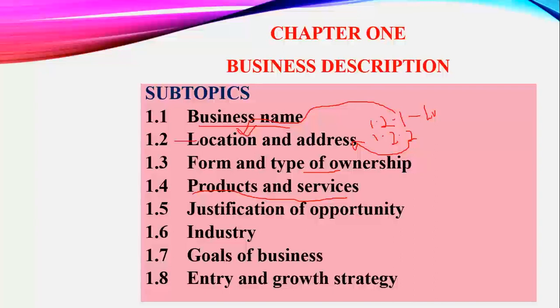Again, these are two different items. Products. Which products will you be offering? Services. Which services will you be offering? If it is hospitality, for example, some services can be what? Massage. If you are talking of products, what meals will you be offering? And etc. We have so many that you can write on that.